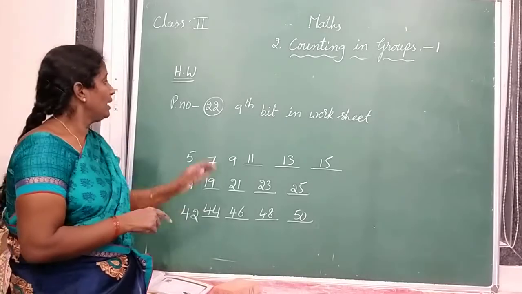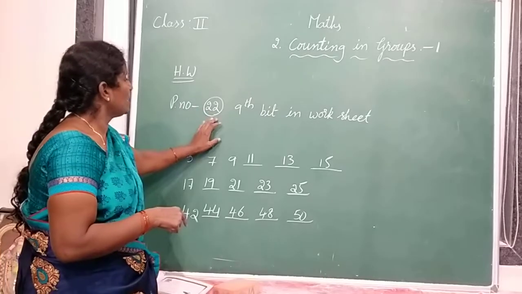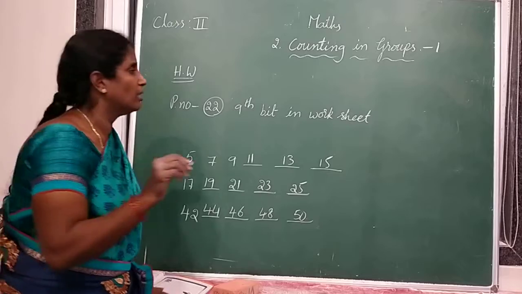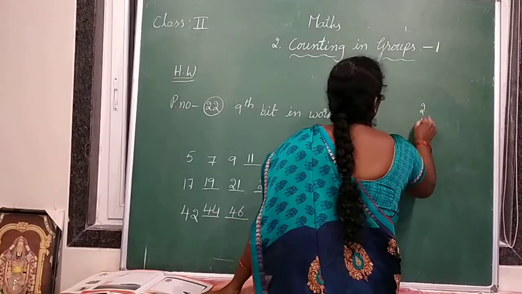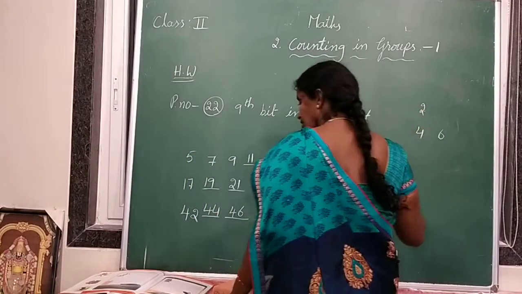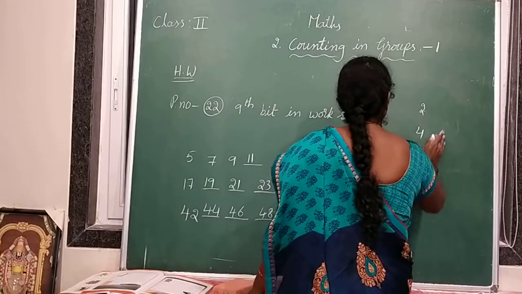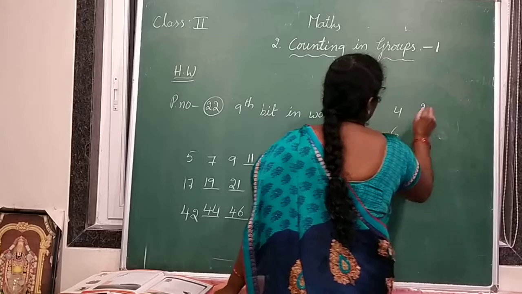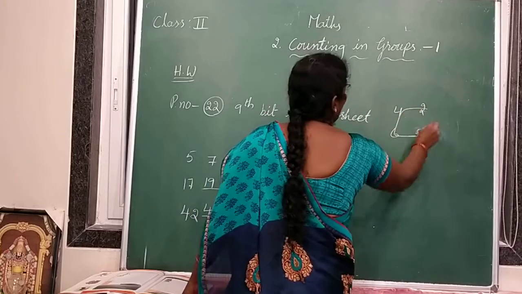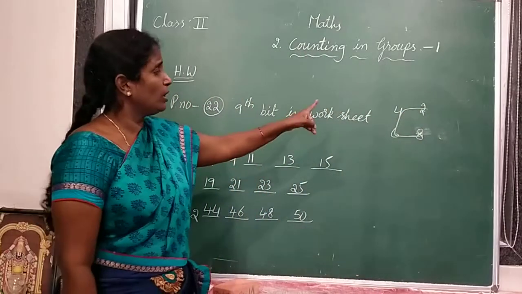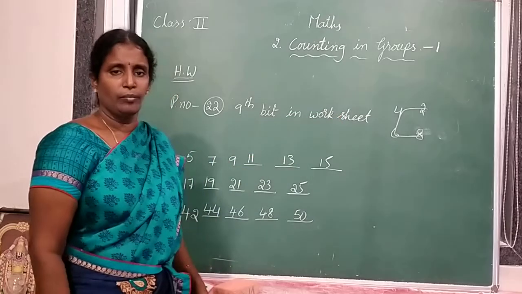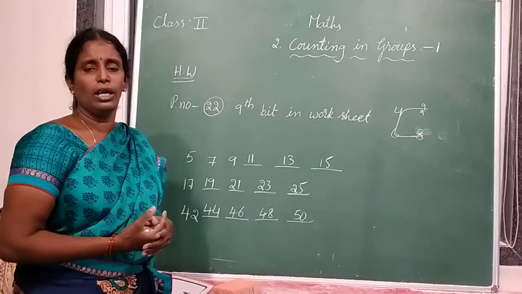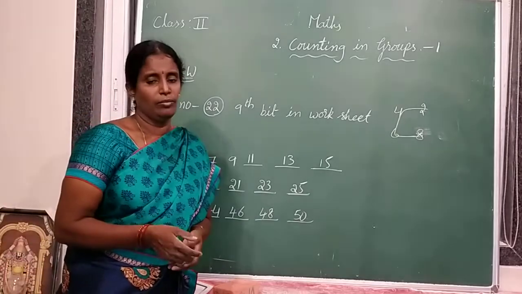Okay children? And today's homework is on page number 22, 9th bit in the worksheet. You have to draw the path like this. So 2, 4, 6, 8, like this. So you have to draw the path. That is your homework. You have to draw up to 50. Okay children? So this is your homework. In the next class we are going to learn counting in threes. Okay children?